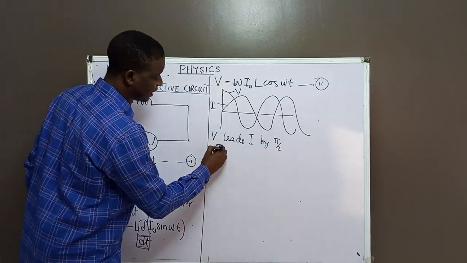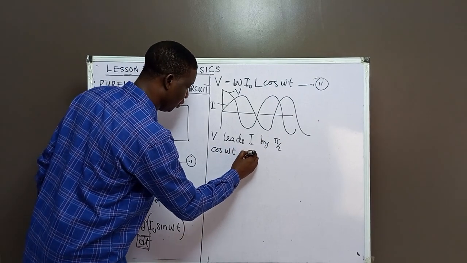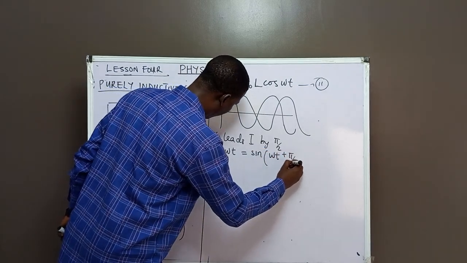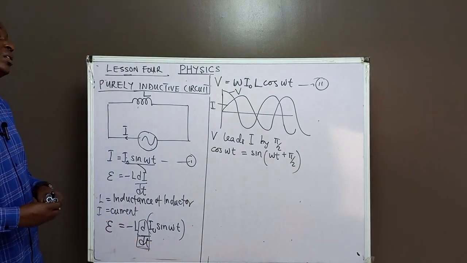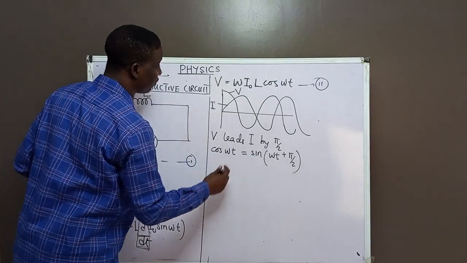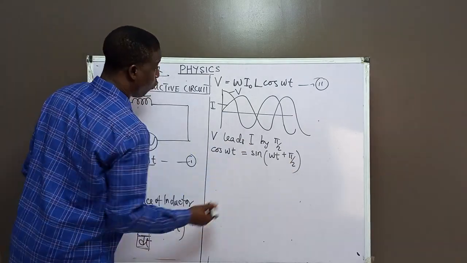Why is it pi over 2? Don't forget, I told you in the previous lesson 3 that cos omega t is the same thing as sine of omega t plus pi over 2. That is to say, pi over 2 is the leading angle. That means the voltage leads the current by pi over 2, which is what we have there.